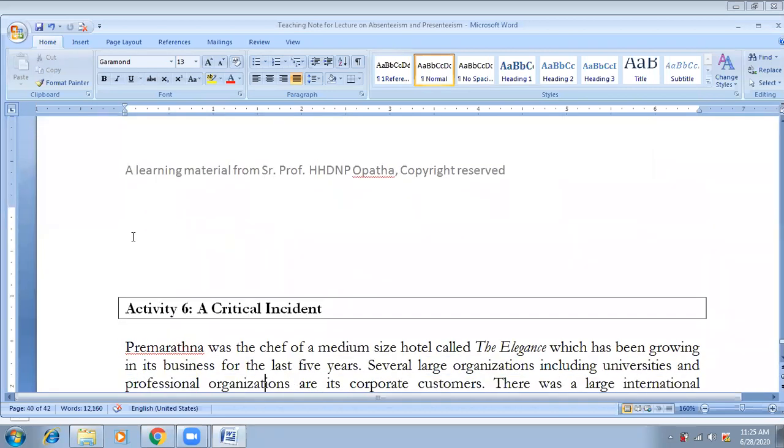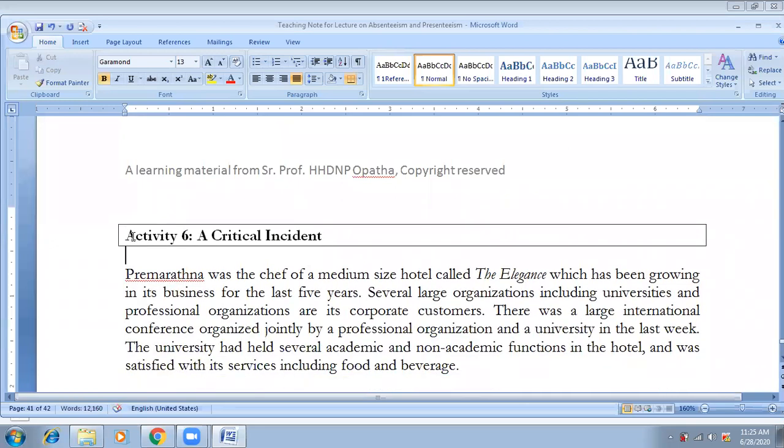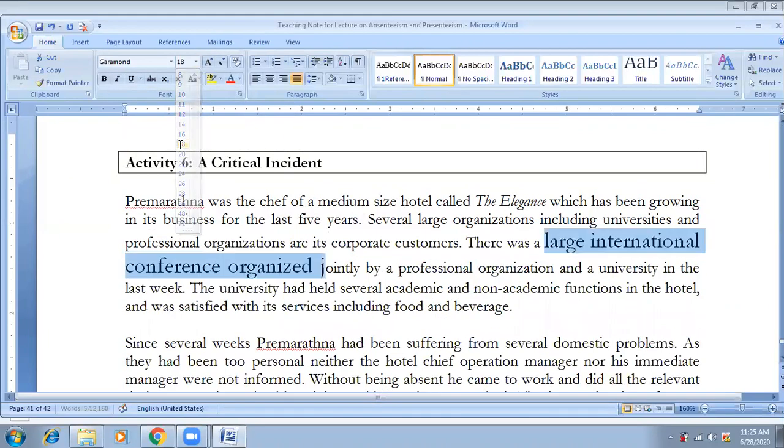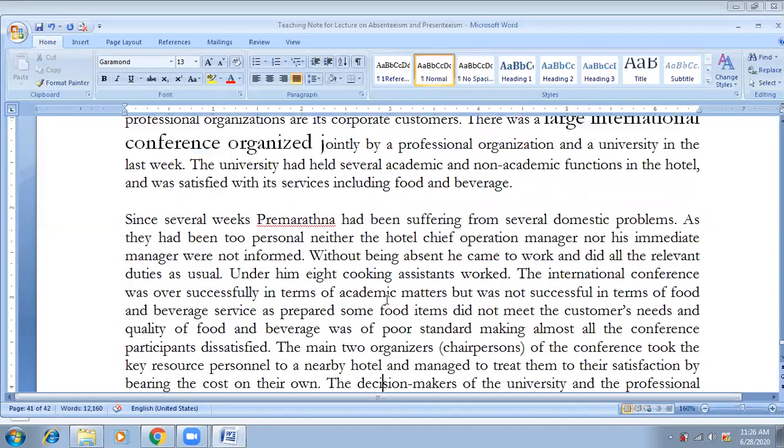Activity 6. Premaratna was the chef of a medium-sized hotel called The Elegance, which has been growing in its business for the last 5 years. Several large organizations, including universities and professional organizations, are its corporate customers. There was a large international conference organized jointly by a professional organization and a university last week. The university had held several academic and non-academic functions in the hotel and was satisfied with its services, including food and beverage.